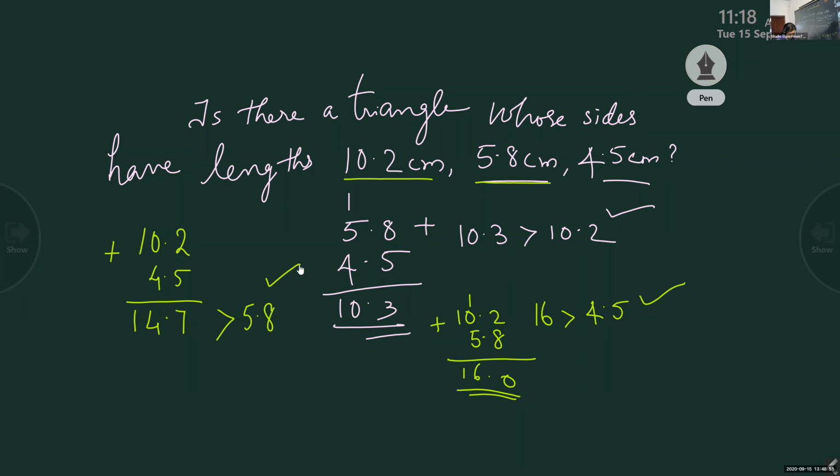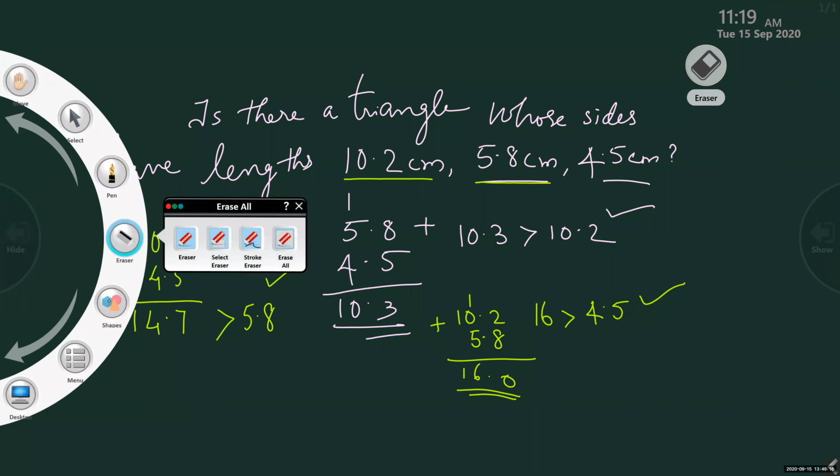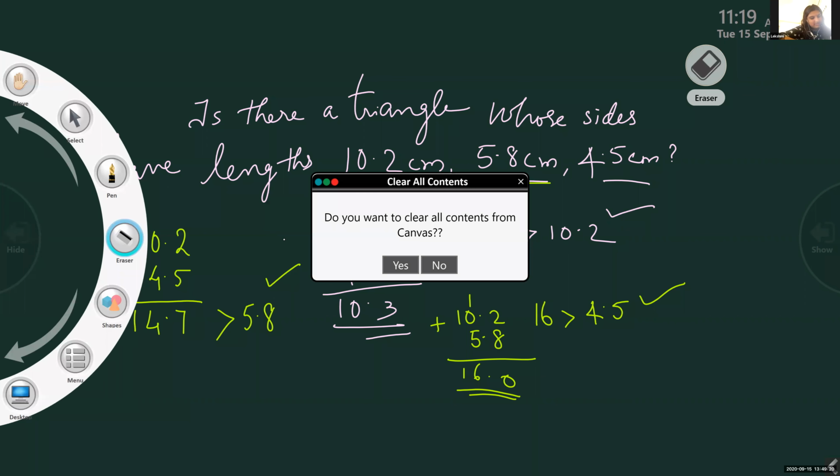That is, the sum of the lengths of any two sides of a triangle is greater than the length of the third side. That is very, very important. Can I rub the board? Yes, ma'am. Sum of the lengths of any two sides of a triangle is greater than the length of the third side.